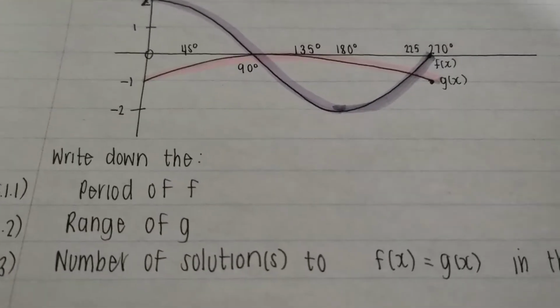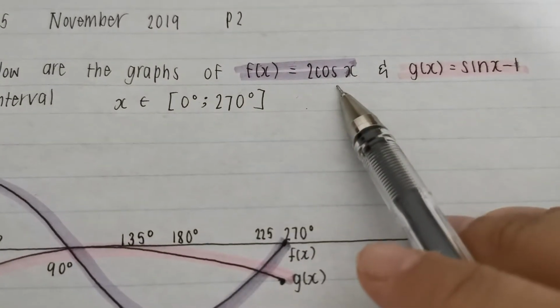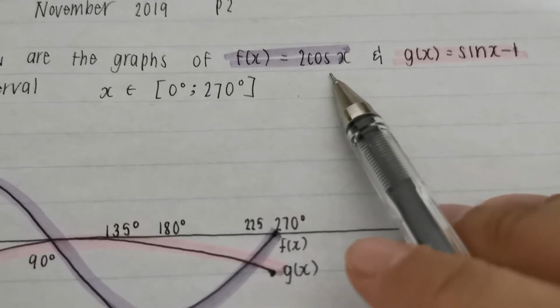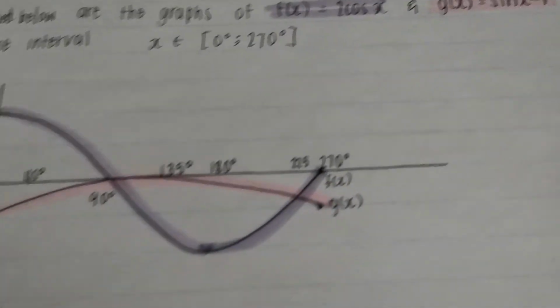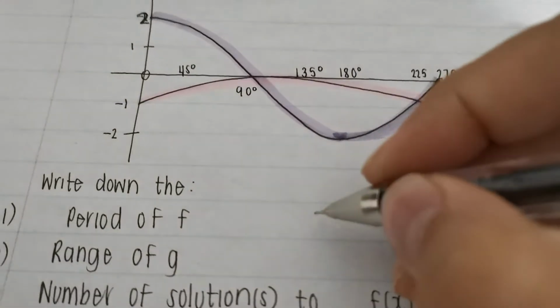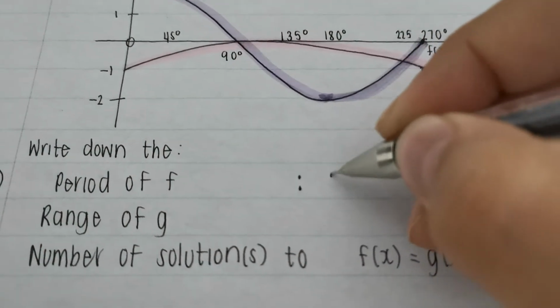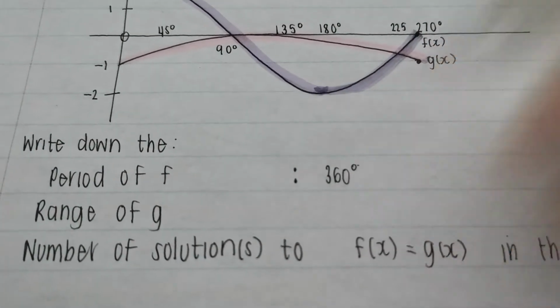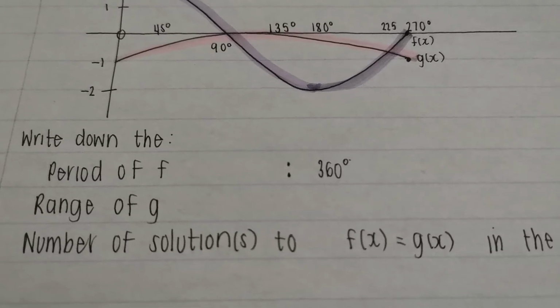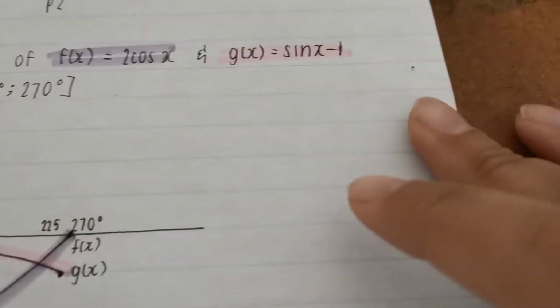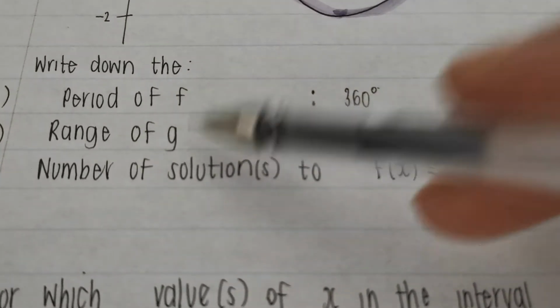Okay, now we know that f is a cos graph, and we know that the period of a cos graph is 360 degrees. I mentioned that at the beginning of my video. So 360 degrees, and there we go, we got our mark. Okay, this one here says write down the range of g of x.